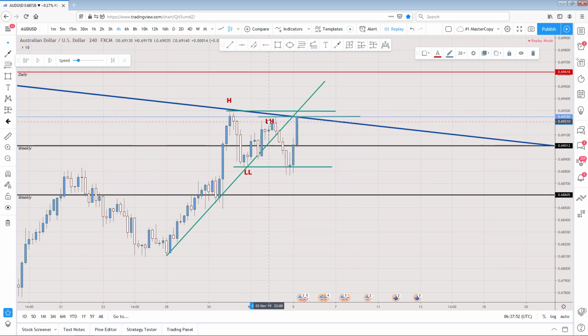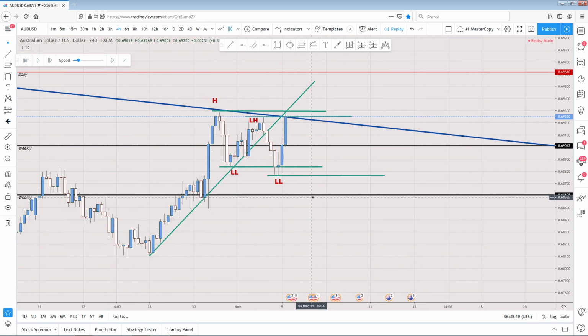We printed a lower high. This is a lower high. And then look at this, we just made a lower low. So let me copy this, Control C and Control V to paste it. We made a lower low.